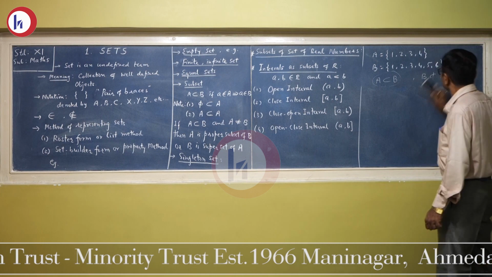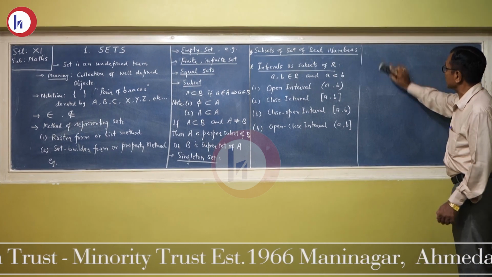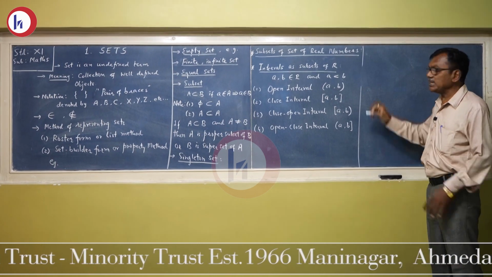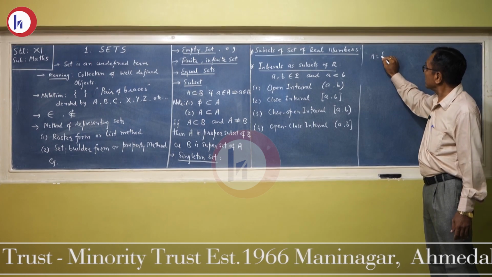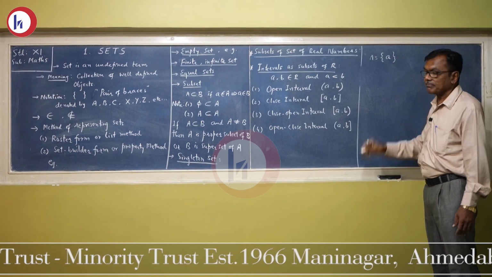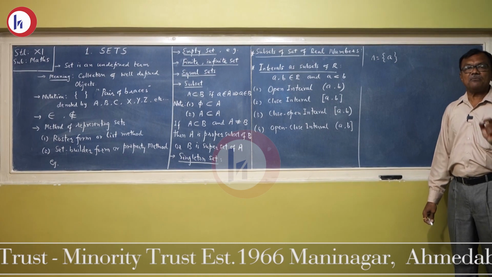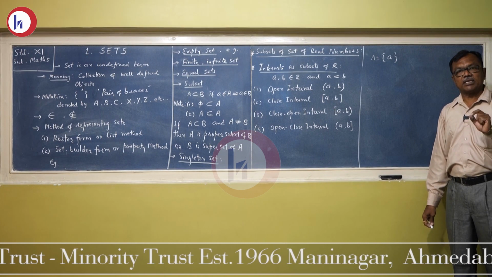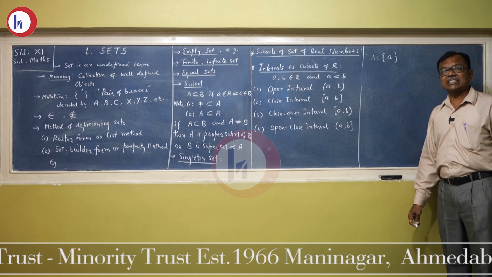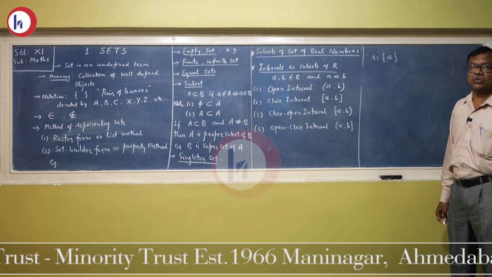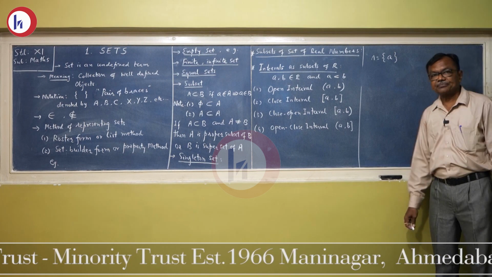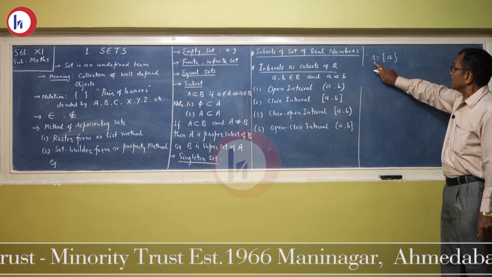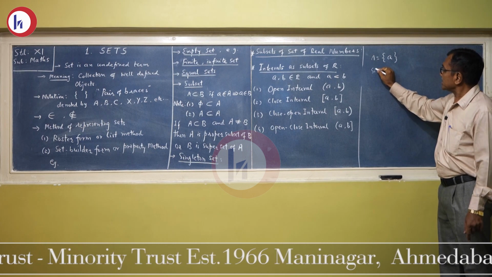If the set contains only one element, suppose for example A, this set containing only one element, therefore set A is called the singleton set. This is known as the singleton set.